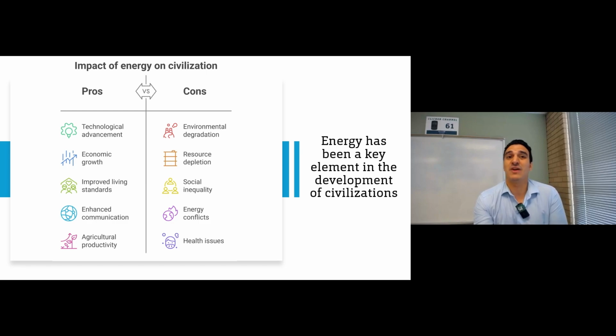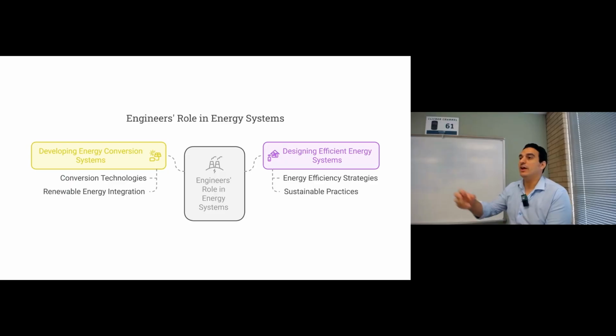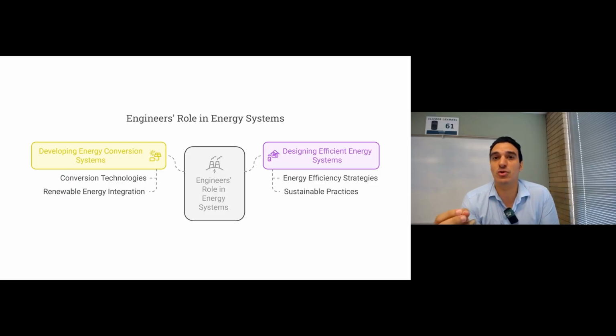But at the same time, we have degradation happening to the environment. We have more pollution. We have depletion of the resources we have. Social inequality, conflicts, inflation, and also we have a lot of health issues because of all the pollution caused by energy. So this is where your role as an engineer comes in. Your role as an engineer is to maximize the benefits of using energy and try as much as you can to minimize any drawbacks or any cons of using it.